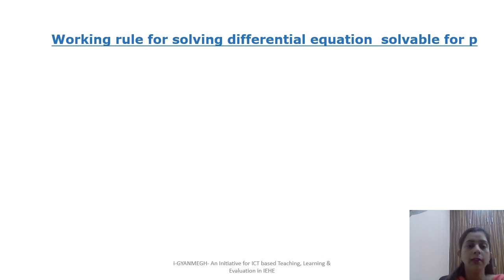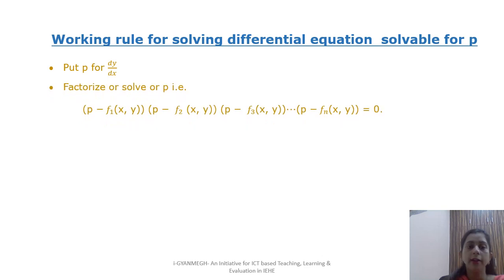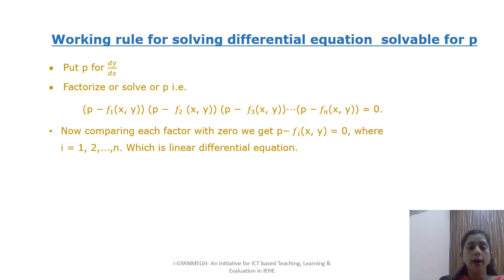Now, dear student, we will learn the working rule for solving differential equation solvable for P. Put P for dy by dx. Now, factorize or solve for P. After factorization, we will get (P minus f1(x,y)), (P minus f2(x,y)), this is the second factor, (P minus f3(x,y)), ..., (P minus fn(x,y)) equal to 0, where f1, f2, f3 are the functions of x and y. Now, on comparing each factor with 0, we get P minus fi(x,y) equal to 0, where i is between 1 to n, which is a linear differential equation.